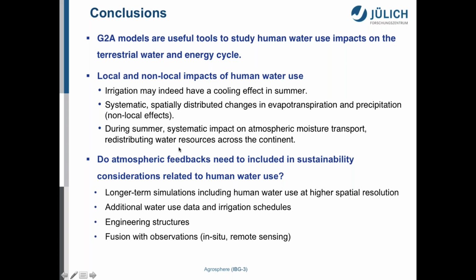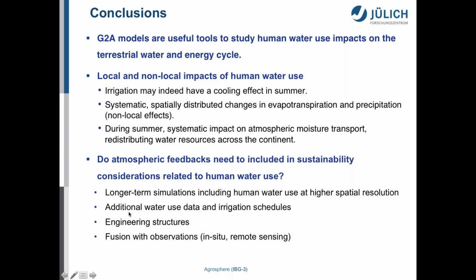So now the question for us is, do atmospheric feedbacks need to be included in sustainability considerations related to human water use? Well, to answer this very concrete question, what we need to do is perform longer-term simulations, including human water use at higher spatial resolution, at resolutions that are more relevant for hydrology. And then we need additional water use data sets, and we have to use more realistic irrigation schedules to also capture all the uncertainty we have.